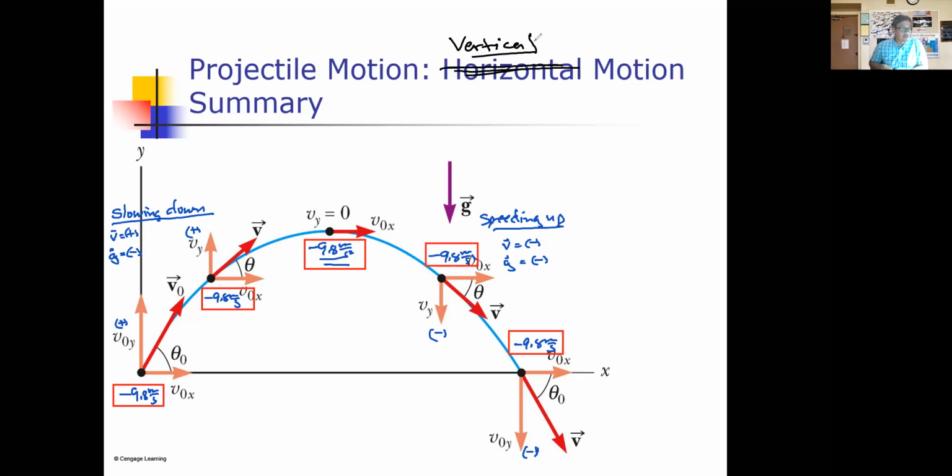And so what I would like to do tomorrow is talk about displacement. I'm going to use the kinematic equations just like I did with the horizontal motion. I'm going to use the kinematic equations to show you how we can obtain displacement along the vertical motion here.